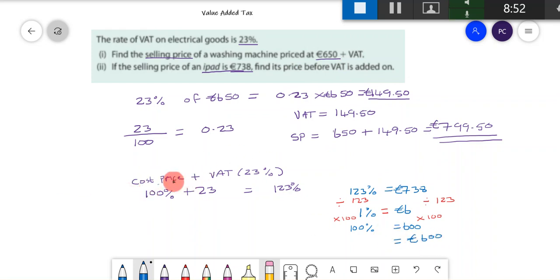So how did we get that? This price here includes VAT, so it includes the cost price plus VAT. The cost price is represented by 100%, and then the VAT is 23%, so we add this on. So 123%, which includes the cost price and VAT, is equal to this amount here. We let this equal 738, we worked out what 1% is, which is €6, and then we brought that up to 100%, which is equal to €600, and that 100% represents the cost price.